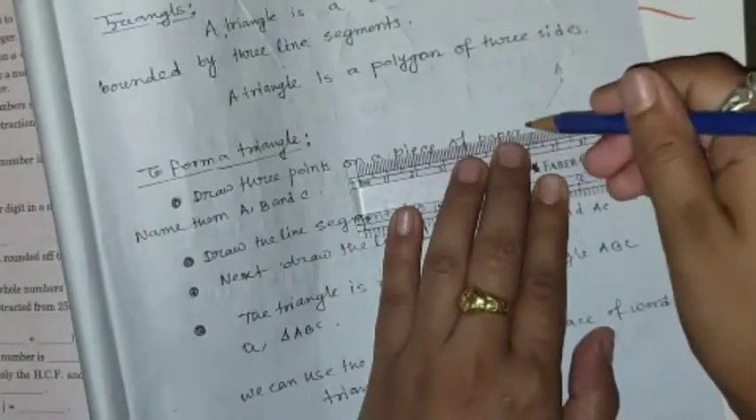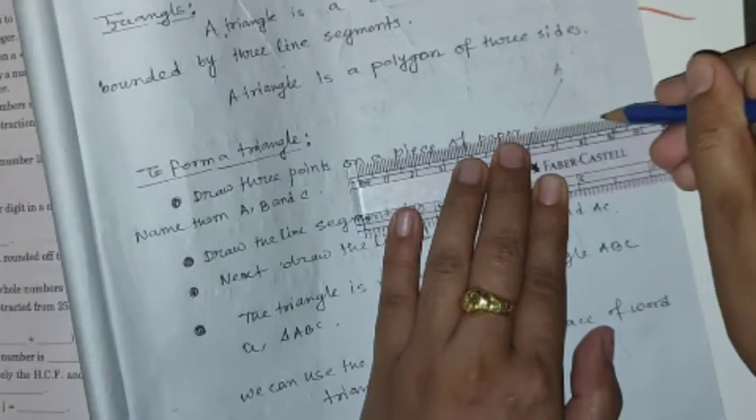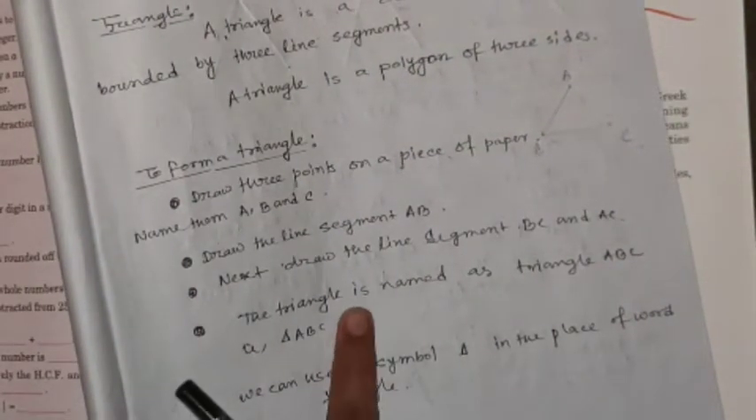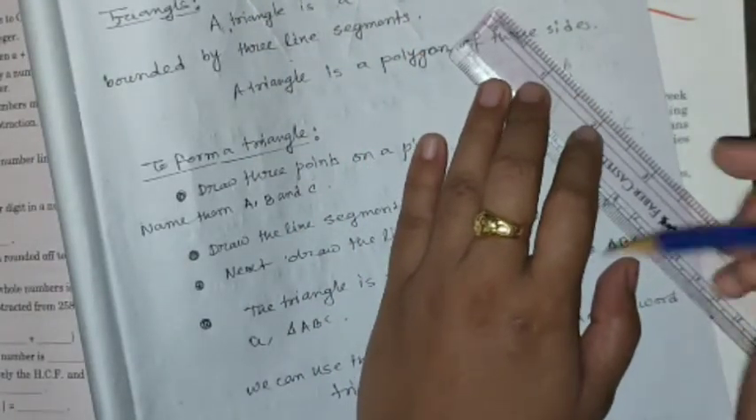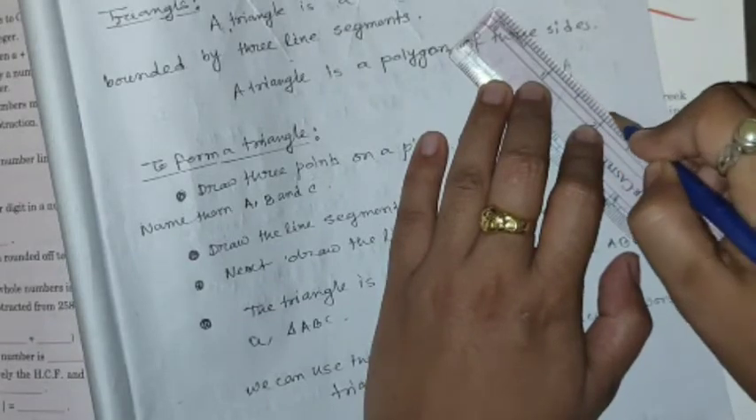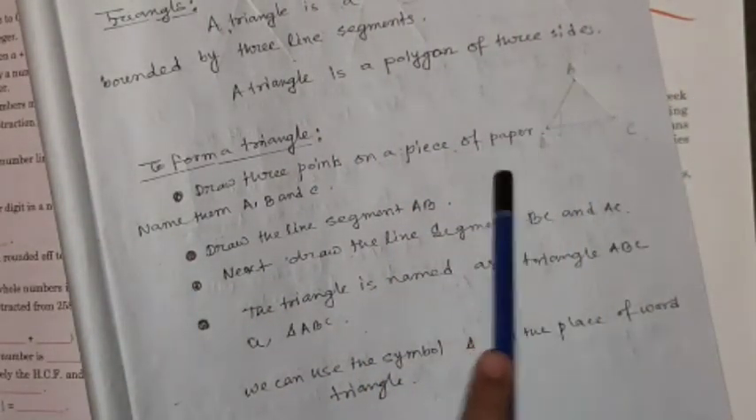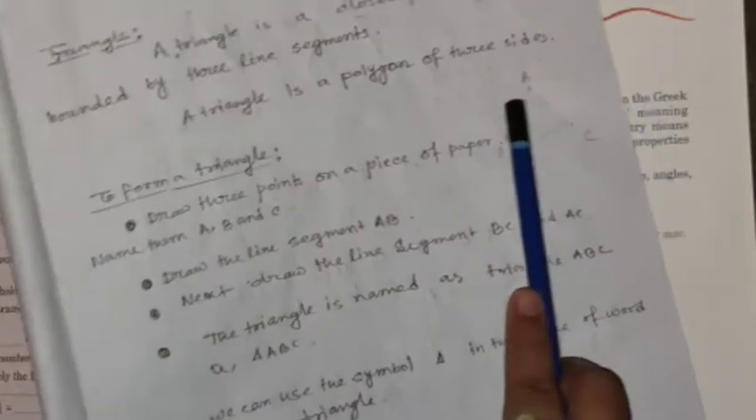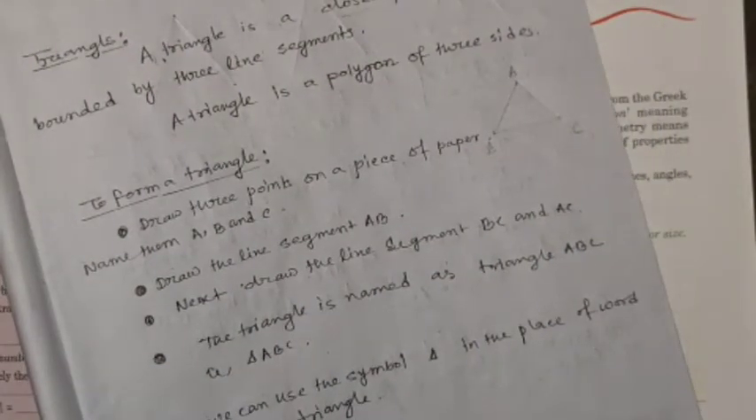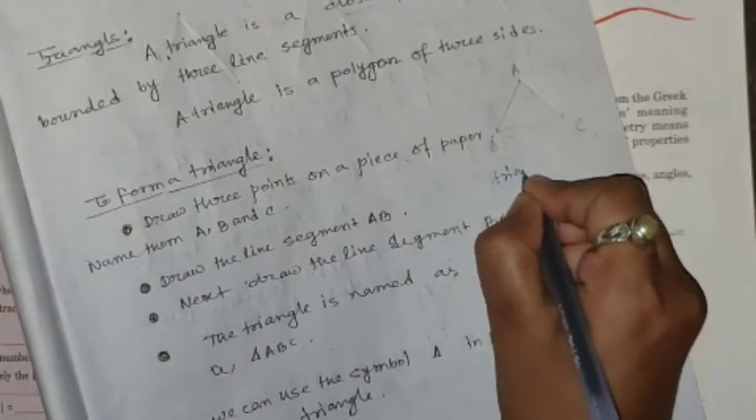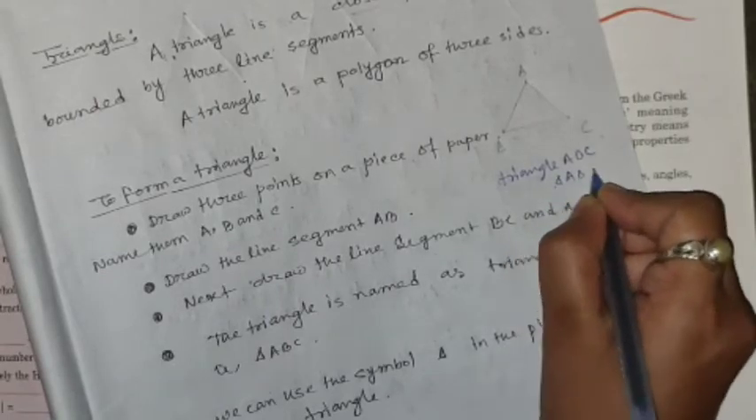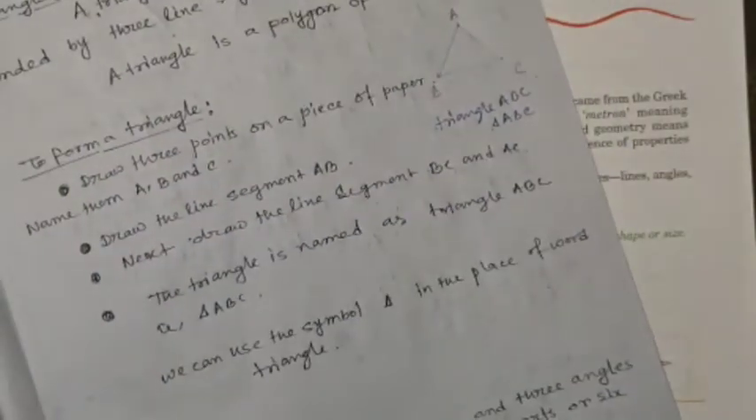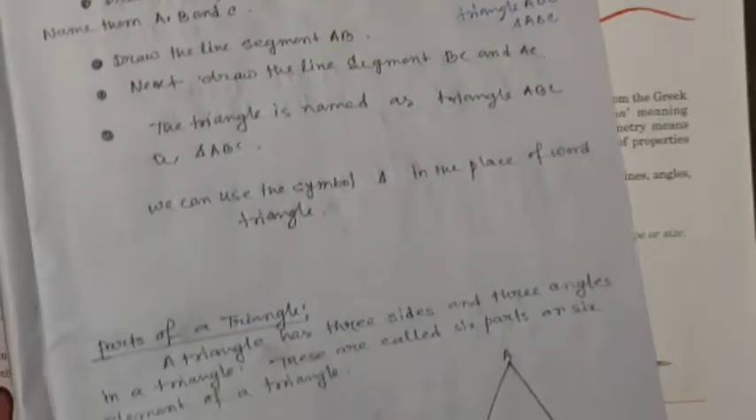This is the line segment BC. And then we need to draw this third line segment, that is AC. So thus the triangle ABC is formed. The triangle ABC is named as triangle ABC, or we can write it as triangle. This is the symbol of triangle. We can use this symbol in place of the word triangle. This is how you can draw a triangle.